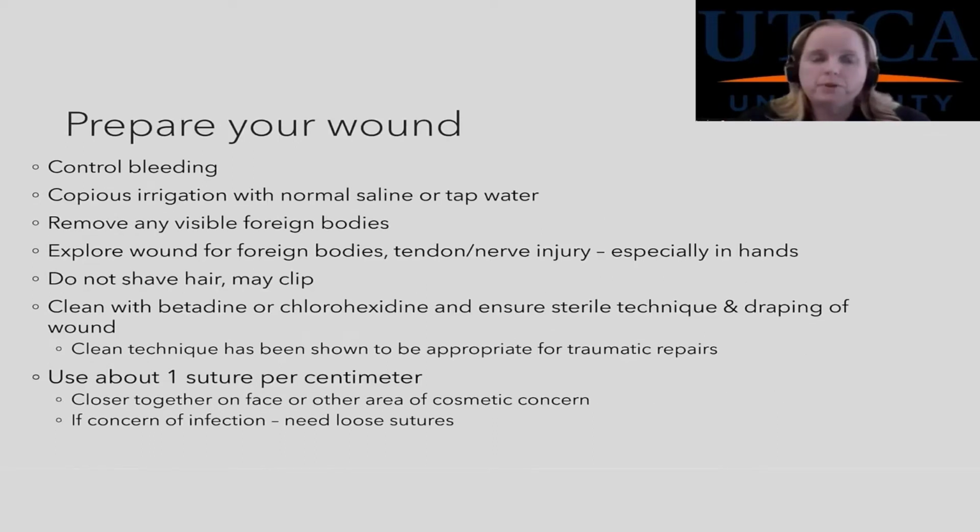So you want to prepare your wound. You want to control any bleeding. So if something's bleeding, control it. How do you control it? Sometimes you have to hold pressure, irrigate it, look for the area where it's bleeding. Sometimes you need to put a little tourniquet in the area, depending on where the area is. If it's a really deep wound, sometimes you need to put a suture in there to tie it off. So it depends on the situation.